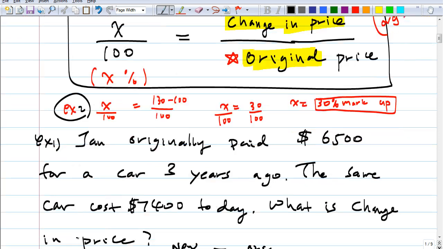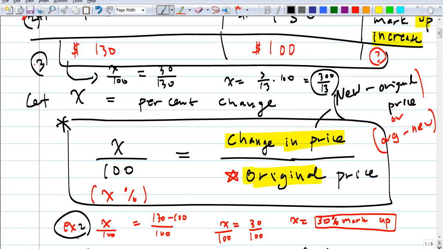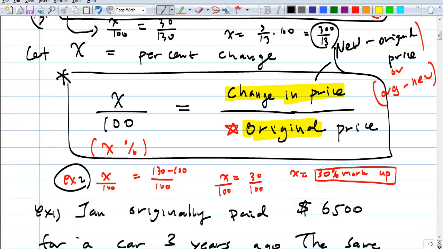Let's do this example. Yeah, question? So you have to subtract the new price from the original price? Do you always subtract the new price from the original? No, it depends. If it's marked up, it's new minus original. But if it's marked down, then whatever is bigger, yeah, because this change in price is always going to be positive. Does that make sense? Okay, let's do this one now.